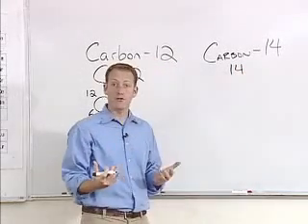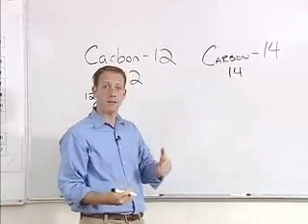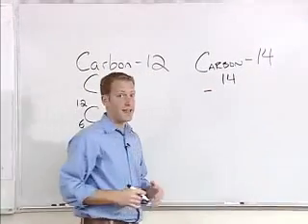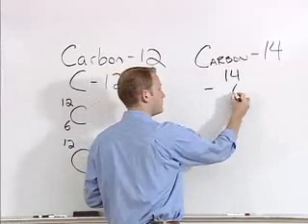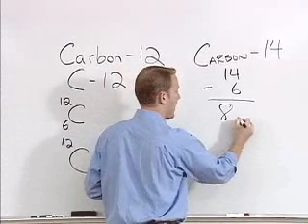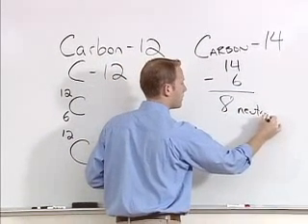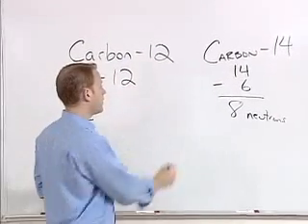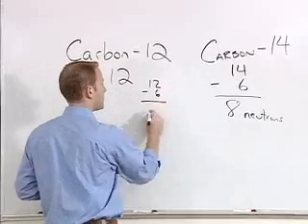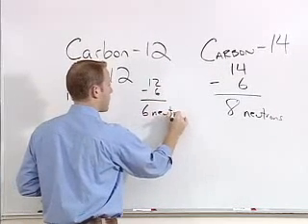And remember how we find neutrons. We take the mass number and subtract the atomic number. The atomic number, did that change? Nope, the atomic number is still 6. And here, there are 8 neutrons. So in this isotope of carbon, there's 8 neutrons. And remember back here, it was 12 minus 6, which is 6 neutrons.